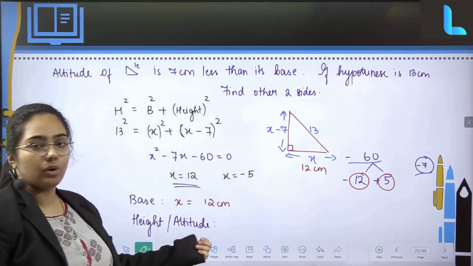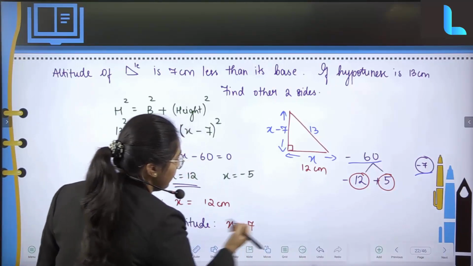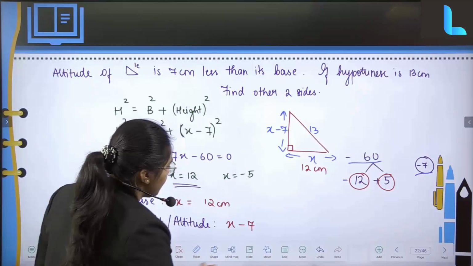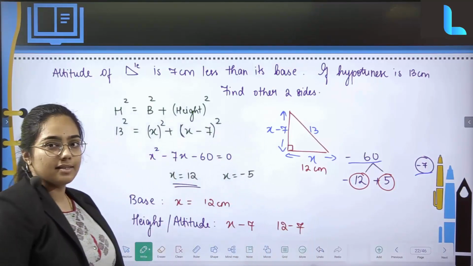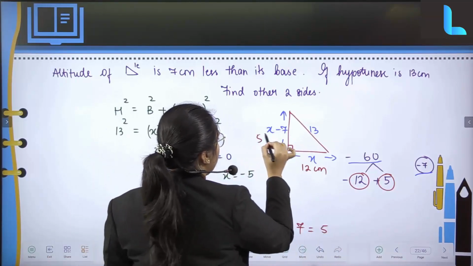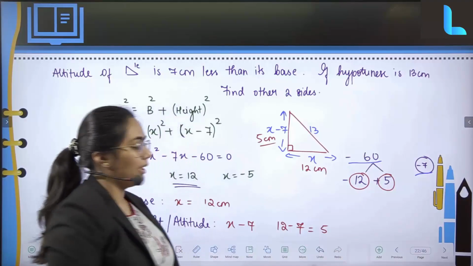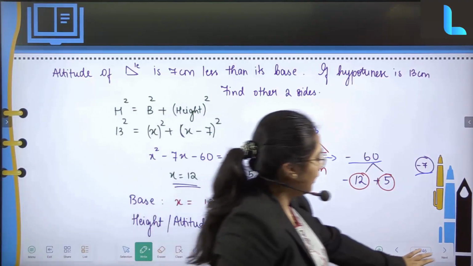Right. Now height also we have to find out. So that is x minus 7, which is going to be 12 minus 7. So 12 minus 7, it is going to be 5. So over here it gives you 5 centimeter. Clear? So this is how you have to solve a certain question. Next question.